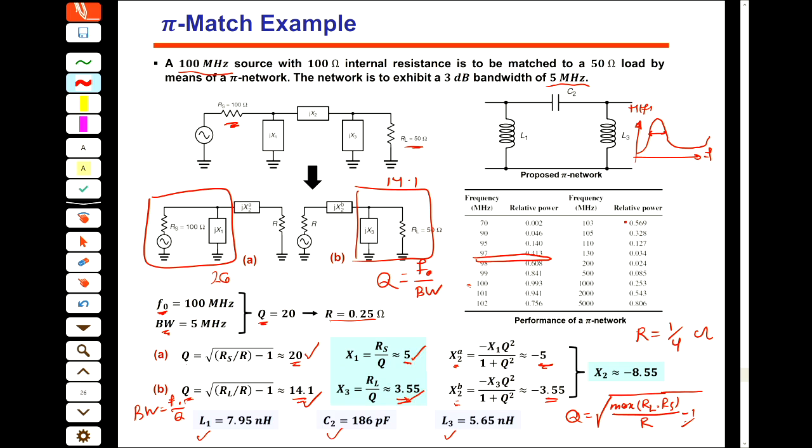And then the half power here is between 100.02 and 100.03. So you see that the bandwidth is 5 megahertz: 2.5 higher than 100 megahertz, 2.5 lower than 100 megahertz. We have a half power from 97.5 to 102.5.